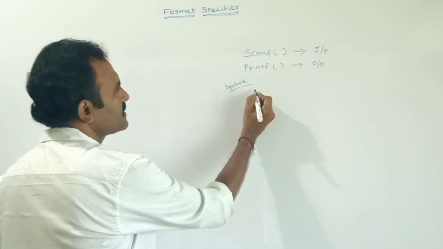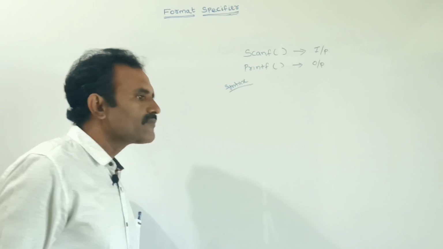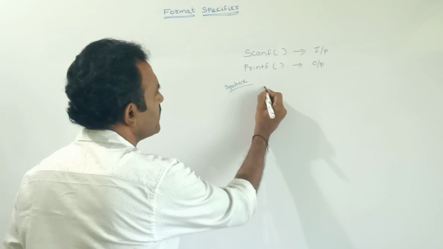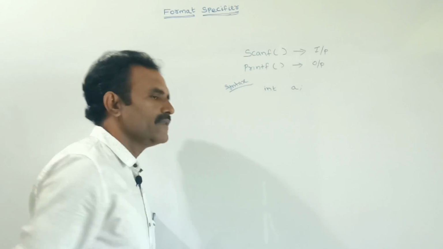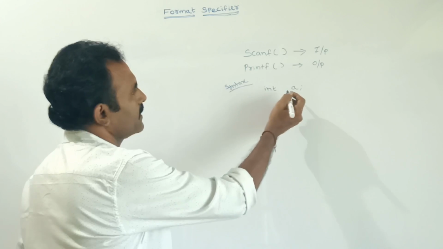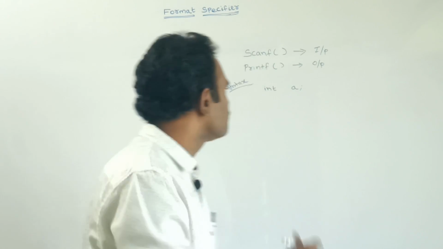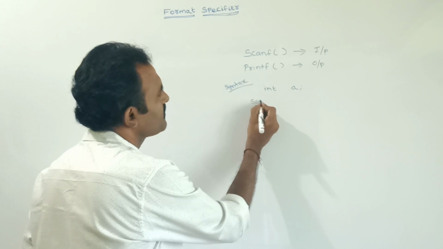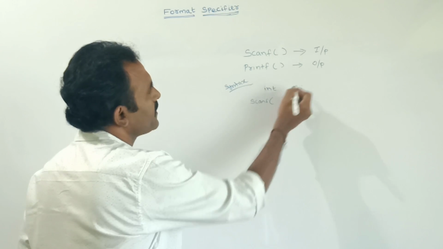Here first, suppose I am declaring a variable, that is integer A. What kind of data can be stored in A? The integer type, that number can be stored in variable A. Next, suppose I need to give some value to A, here I can use the scanf function. With the help of this scanf function I can give input to the variable A.